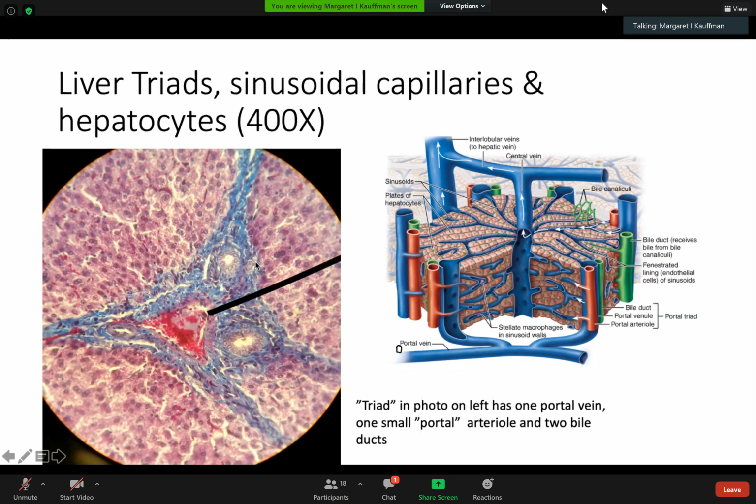This is called a triad, and you'll say, why triad? There's 4 things here. Well, there's 3 different types. There's the portal vein, the arterial, and the bile ducts. So ultimately, the bile in these bile ducts is going to travel to the right or left hepatic duct, and then down to the sphincter, back up into the cystic duct, and fill the gallbladder.